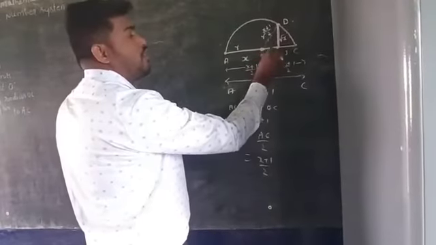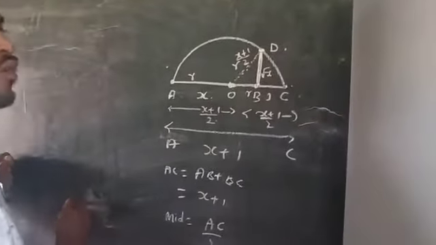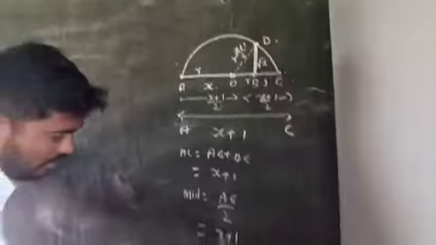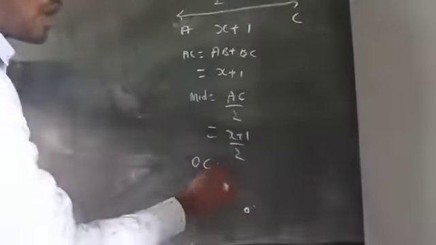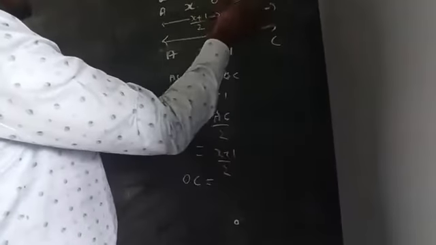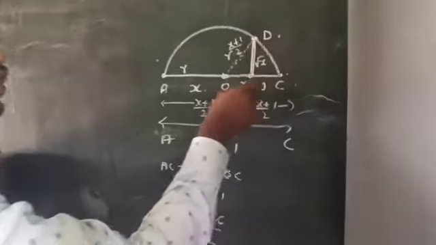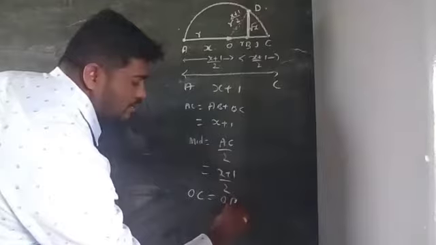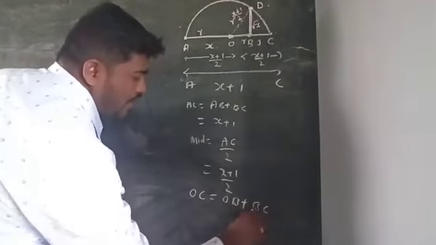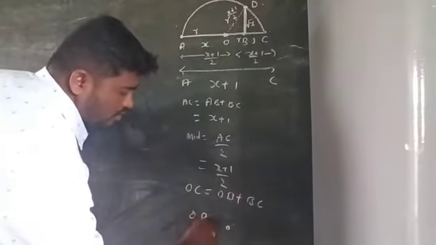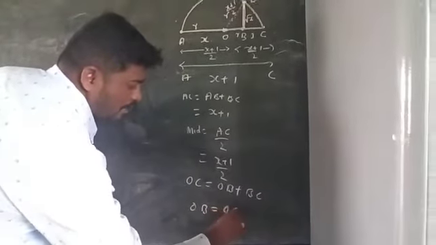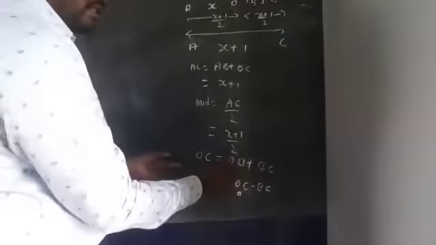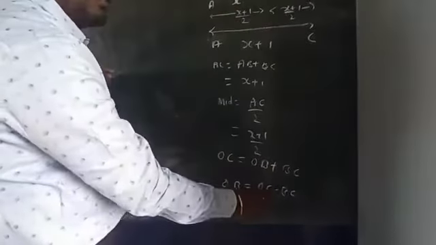Next we have to find out OB. How to find the line OC? In this line, what lines are present? OB and BC. So we can write OC as OB plus BC. What do we find? OB is equal to OC minus BC, shifting to the other side. OC minus BC is equal to OB. That's why OB is equal to OC minus BC.